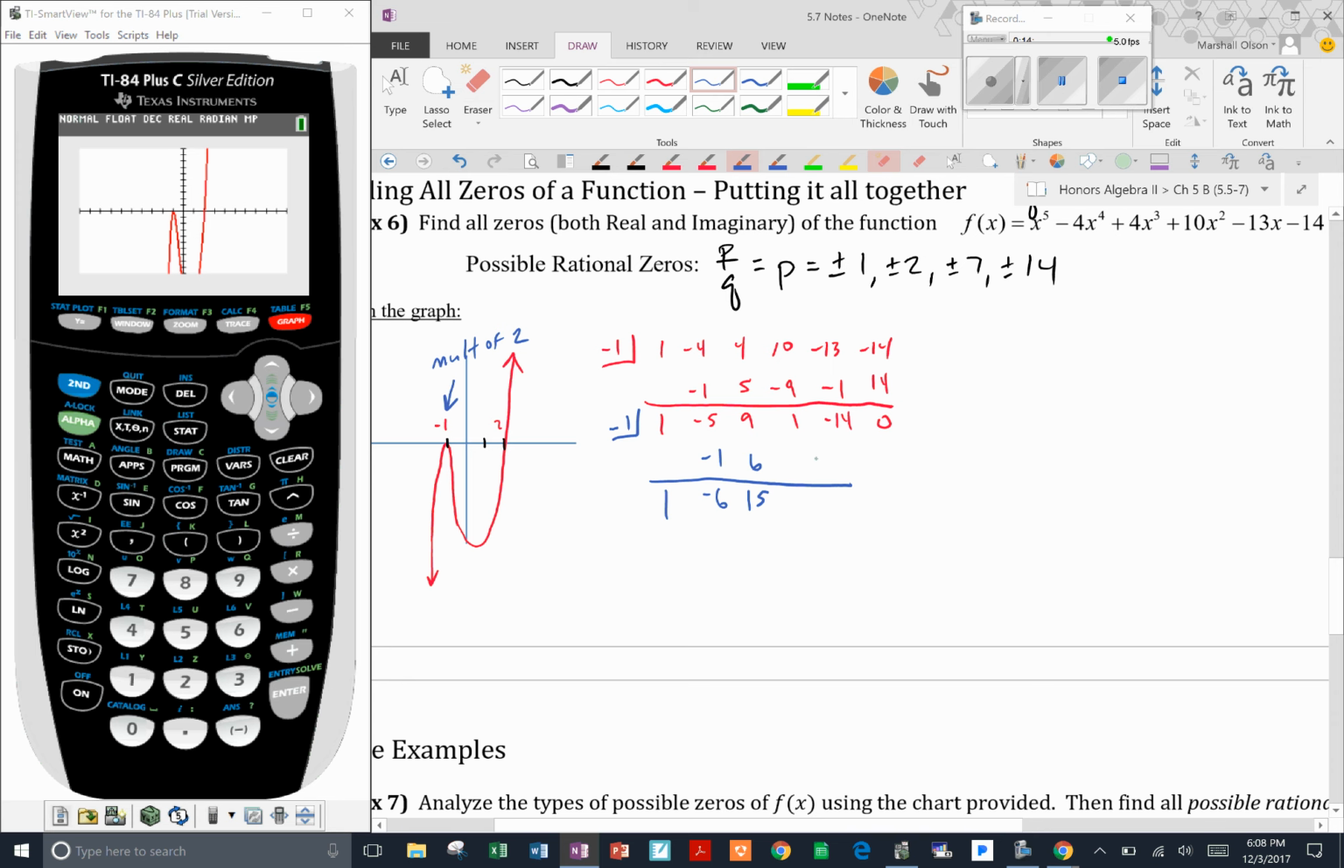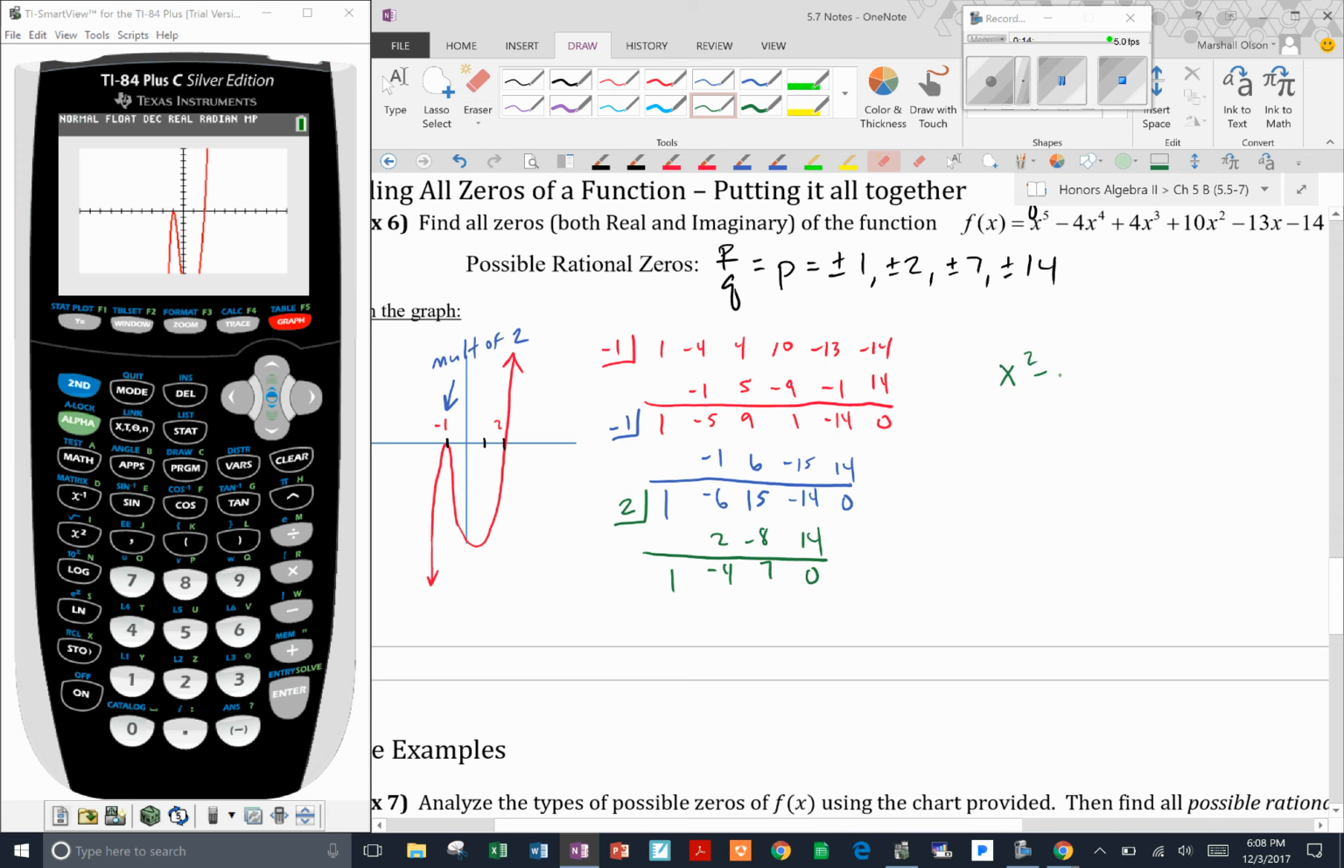There we go, 15, -15, -14, 14, and 0. I don't think that's groupable. So it's a good thing we recognized that that -1 had a multiplicity of 2, so that we could do synthetic division with 3 zeros total and get this thing down to a quadratic. So we'll drop this. All right, so we have a quadratic here now.